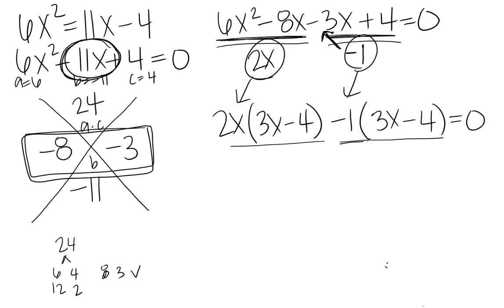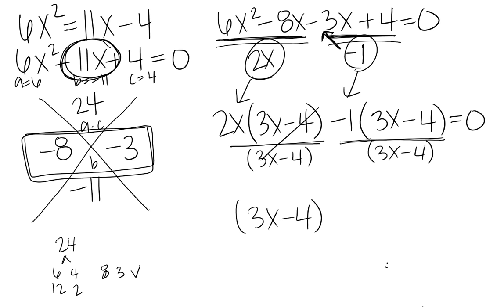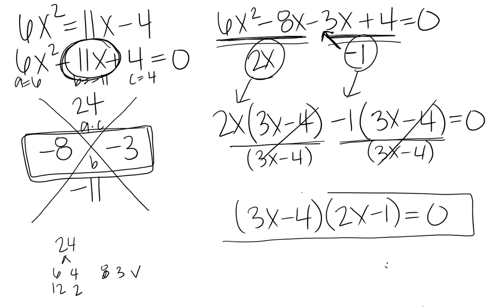Okay, so the last step now is to take out my GCF again, which would just be whatever is in parentheses. So that's my first factor, and then when they cancel out, I would be left with 2x minus 1 equals 0. Okay, so that is the factored form for this equation.